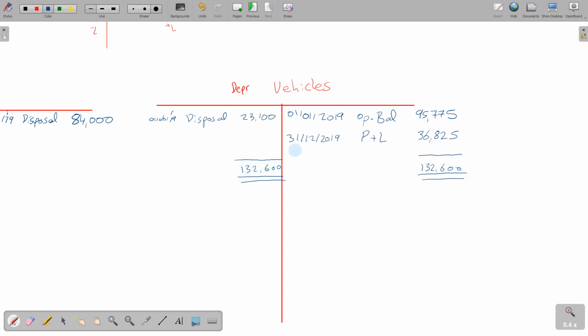So to balance out, we'll have to take away 23,100. So we have 109,500. And that's a balance. So we're calling down the balance. So it's going to be a balance brought down 109,500.